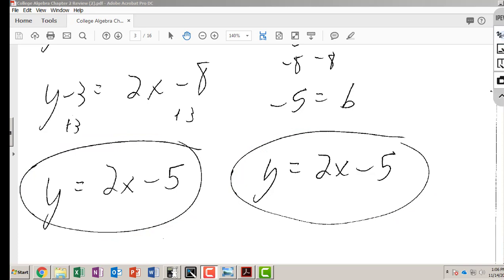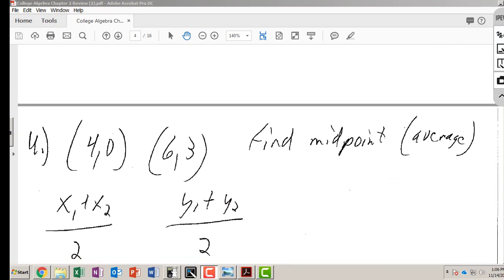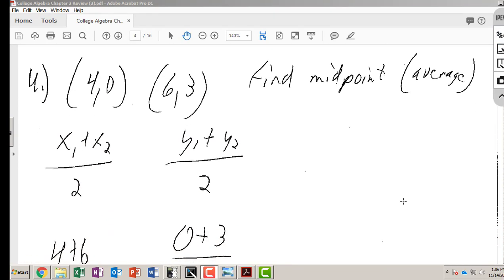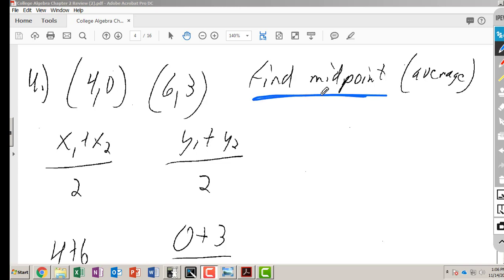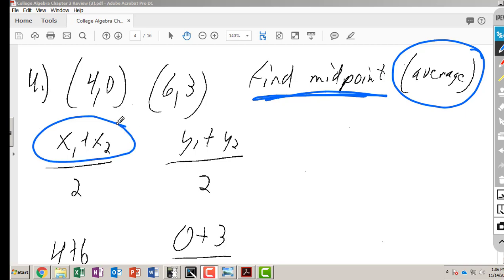So looking at this next problem, number 4, the directions say find the midpoint of the line segment whose endpoints are given. You've got (4, 0) and (6, 3). When you're finding a midpoint, the easiest way I remember it is to think of it as an average. An average, you add the two numbers together and divide by that number. So here we add our x's together and divide by 2, and then add our y's together and divide by 2.